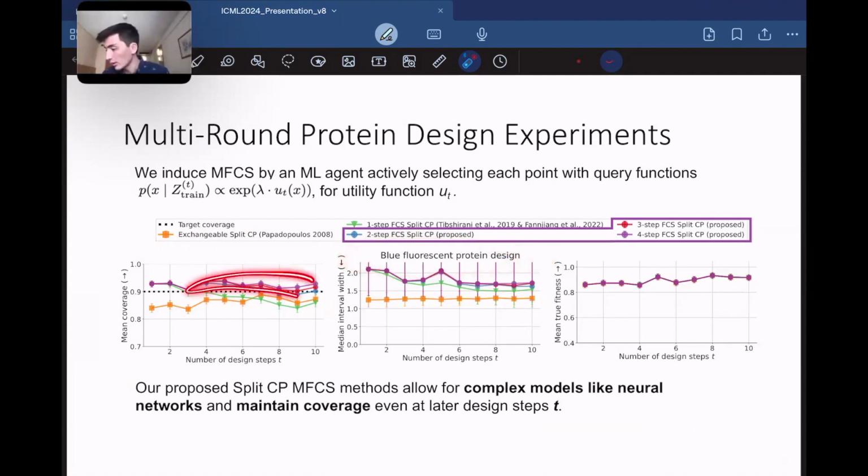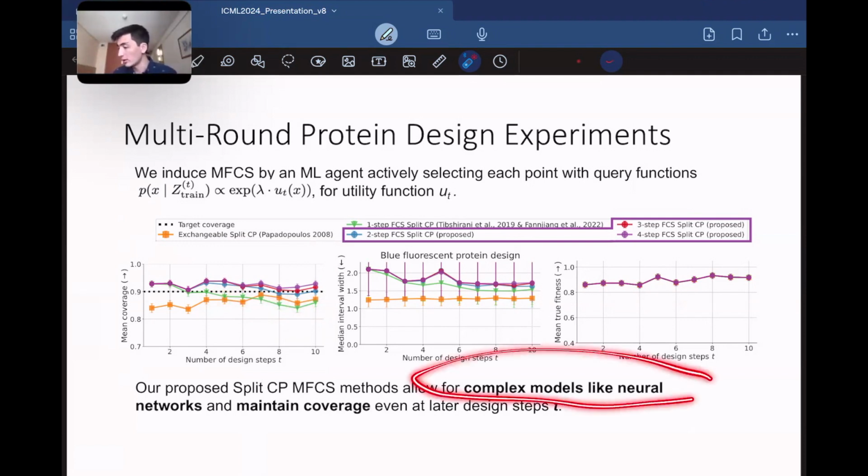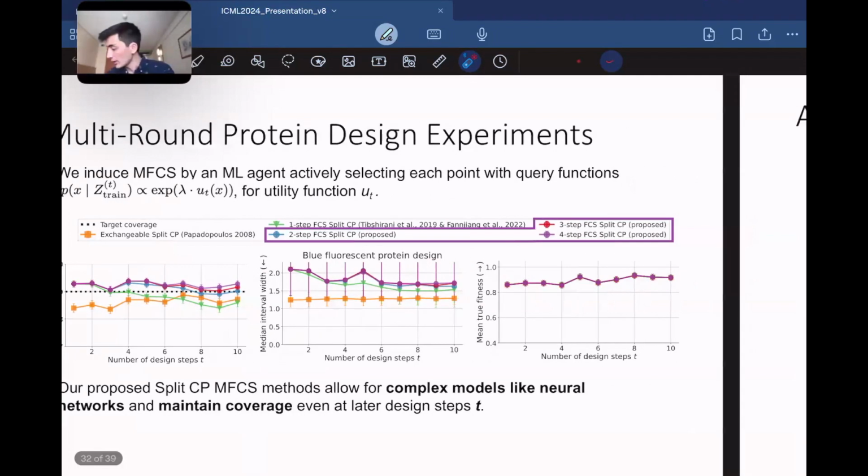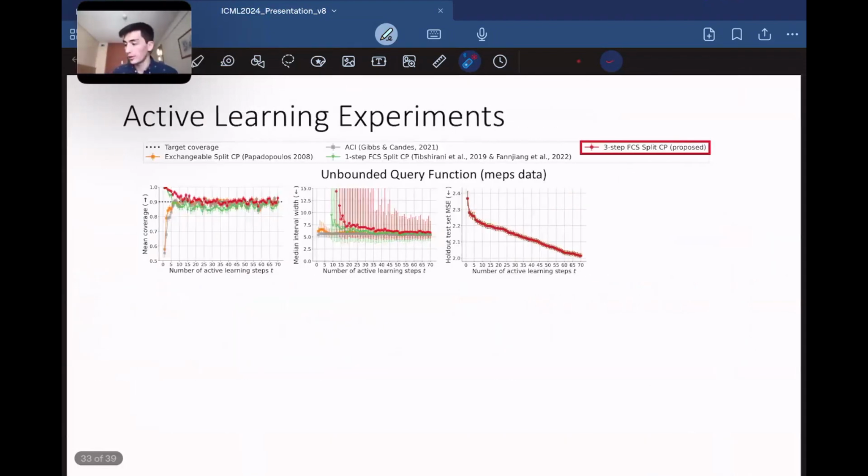And so our methods specifically maintain coverage by increasing the width of the intervals at later time steps relative to these baselines, or specifically related to the green baseline. And the split conformal methods accommodate complex models like neural networks and make no assumptions on the model itself. So yeah, validating our coverage there. And so next, moving on to the active learning experiments.